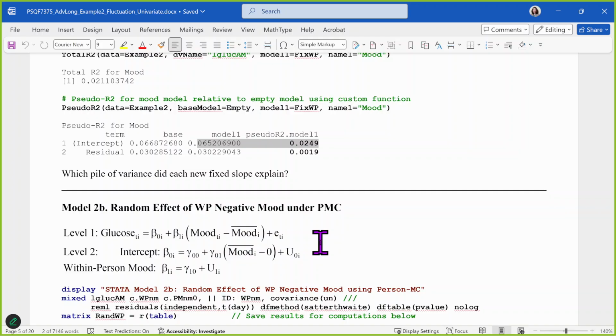And so then we have to think back to the empty model. How much of it was there in the first place? And it was about 70%. So what I have is I've explained 2.5% of the 70% that was random intercept. A fraction of a fraction. At level 1, I've explained 0.2% of the 30% that was at level 1, within persons over time.